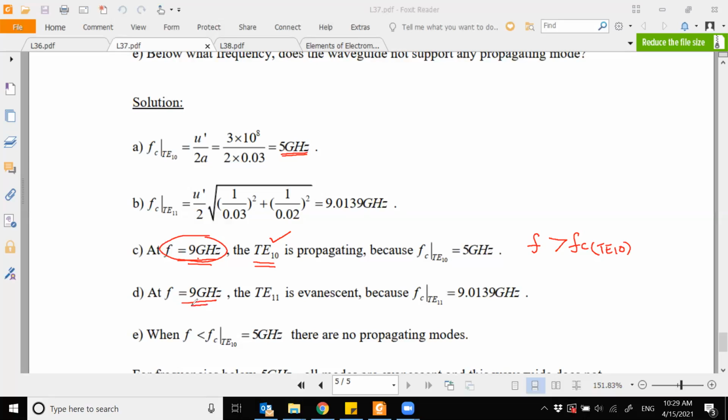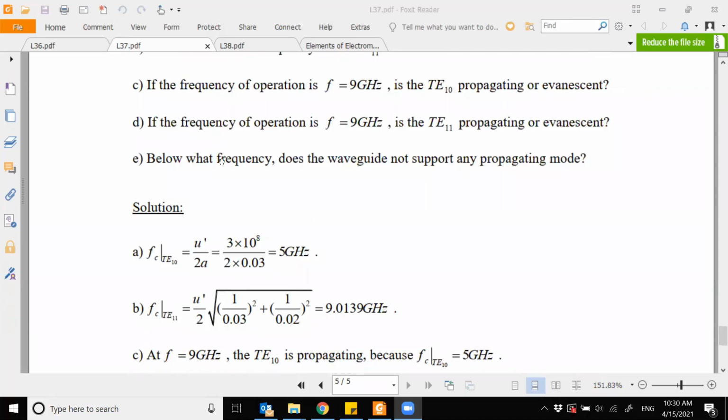Now, if the frequency is 9 gigahertz, what about TE1,1? Will it be propagating or will it be evanescent? Again, check. Is my frequency f greater than the cutoff frequency of my TE11 mode? If it is greater than the cutoff frequency of the TE11 mode, then yes, my TE11 mode can exist and it can become a guided mode. But if my operating frequency is less than the cutoff frequency, that means we do not have enough frequency to excite the TE11 mode. So here my frequency f is less than 9.0139. See, it is less, so it cannot excite. Therefore your TE11 is an evanescent mode. Got it?